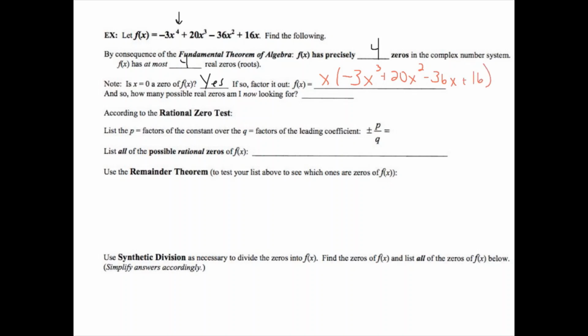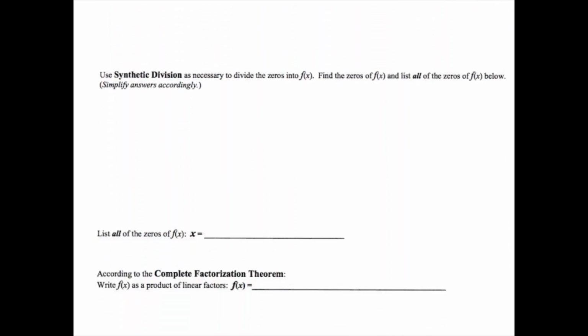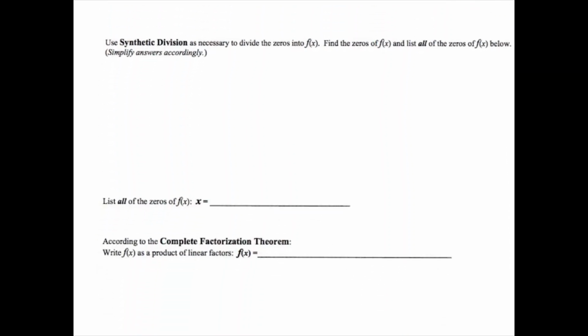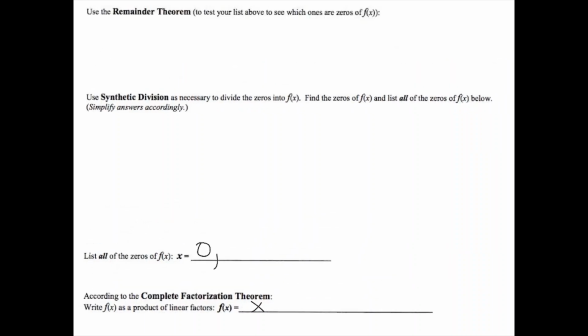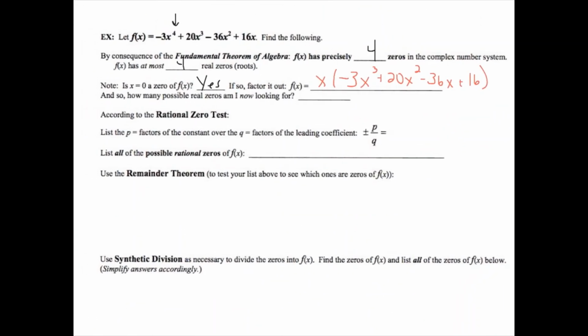So now if you look at this, I already know one of the zeros, right? If I go down to the bottom here, it says list all the zeros. Well, cool, I already know one, I already know it's 0, because I had a factor. It said, what's the factorization? Well, I know one of the factors has to be x, because I just factored it out, just using GCF factoring. So now that I know one of them, I'm going to look at the polynomial inside. Now I'm only looking for 3 more zeros.